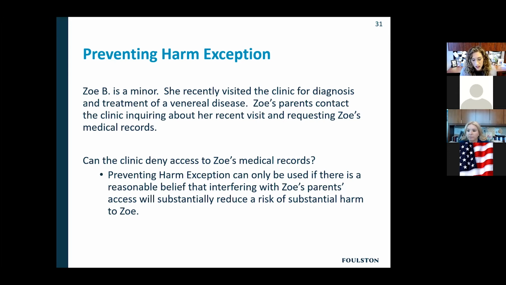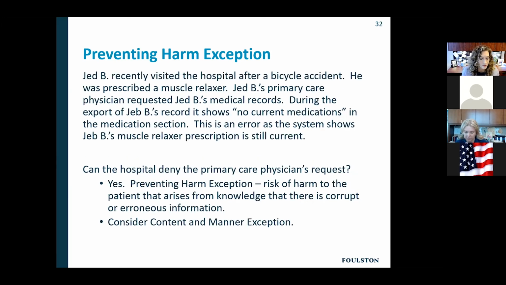The clinician then could choose to not release any test results, not release her information, and plan to deliver that information in a more secure and safe manner. And that's where the preventing harm exception might apply in this case, because the clinician reasonably believes, based on the relationship with the particular patient, that in the clinician's best judgment, the restriction is reasonably necessary to prevent physical harm to Zoe. So it's really a fact-based circumstance when it comes to preventing harm.